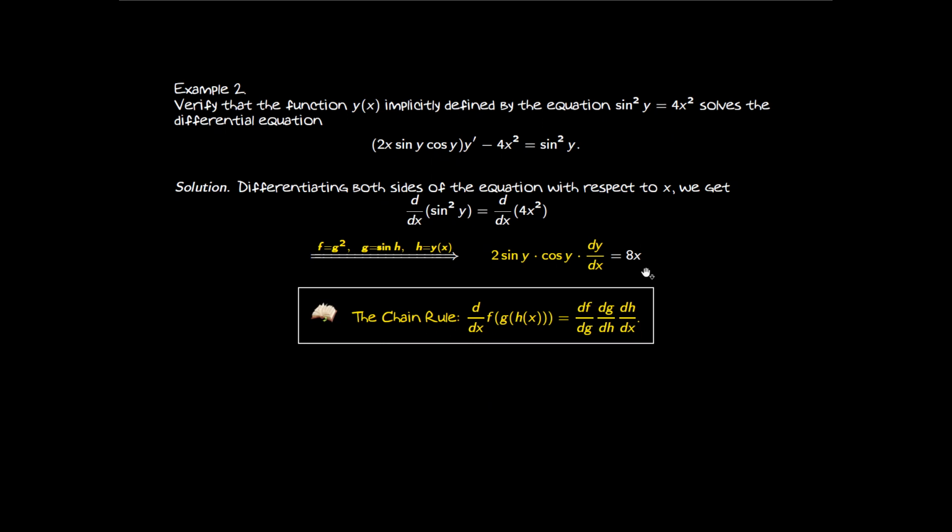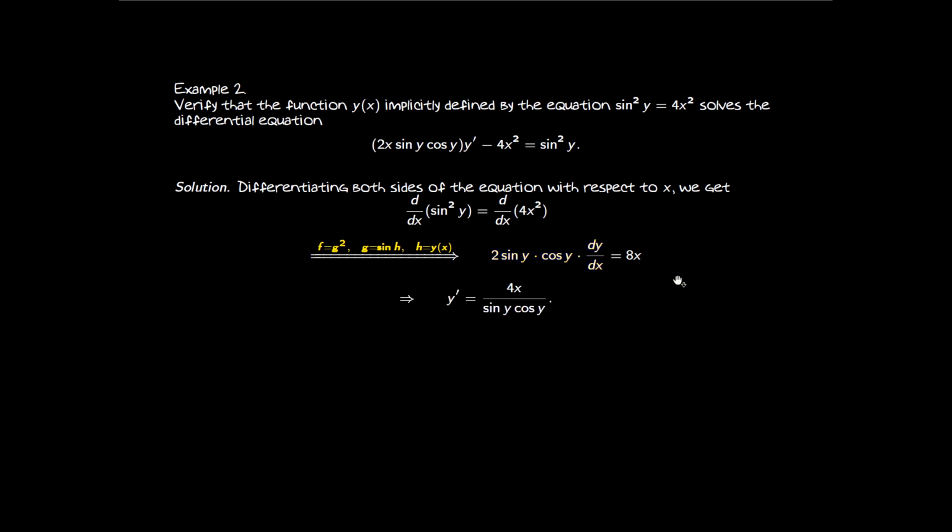Now we get an expression with dy/dx, which is what we're looking for. So we simply divide both sides by the coefficient, and then we cancel the 2. We get y prime is 4x over sine y cosine y.